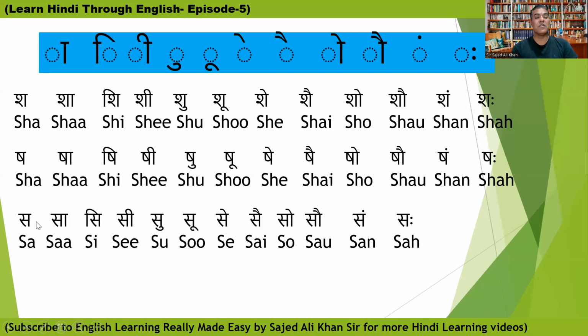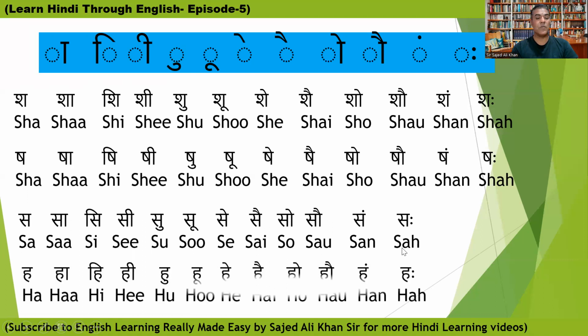Next is s: sa, si, su, se, so, sa. Next is h. This sound will come directly from the chest. H, ha, he, who, he, ho, how, hun, ha.